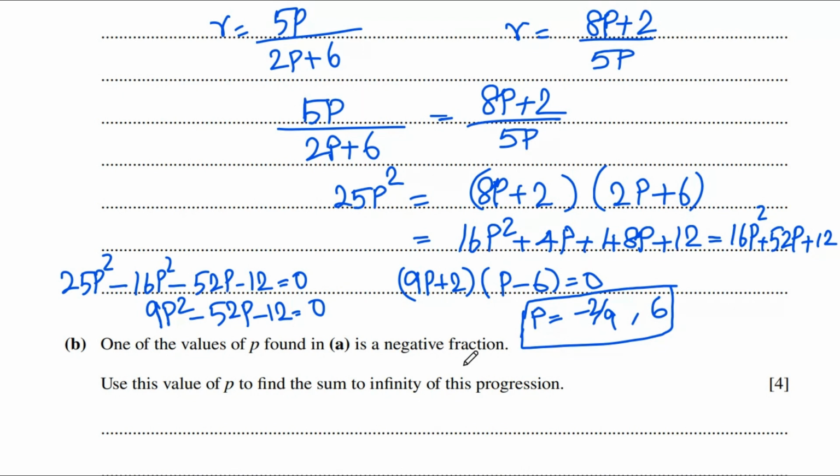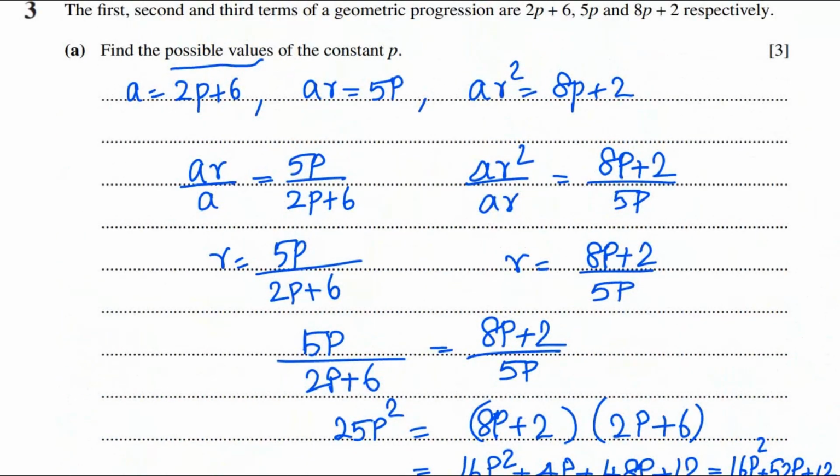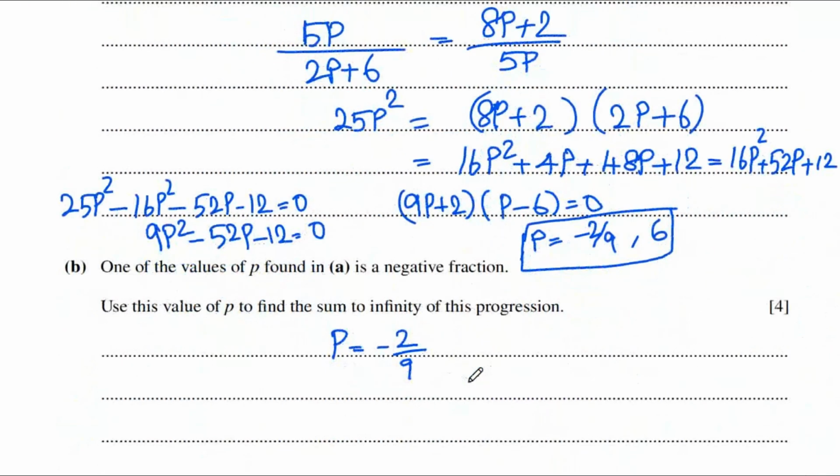The next part of the question is, one of the values of p found in part A is a negative fraction. Use this value of p to find the sum to infinity of this progression. So p is equal to negative 2 over 9. So we have to take this value. To find the sum to infinity of the progression, we need to find the value of a and r. So what is the a value? A is 2p plus 6.